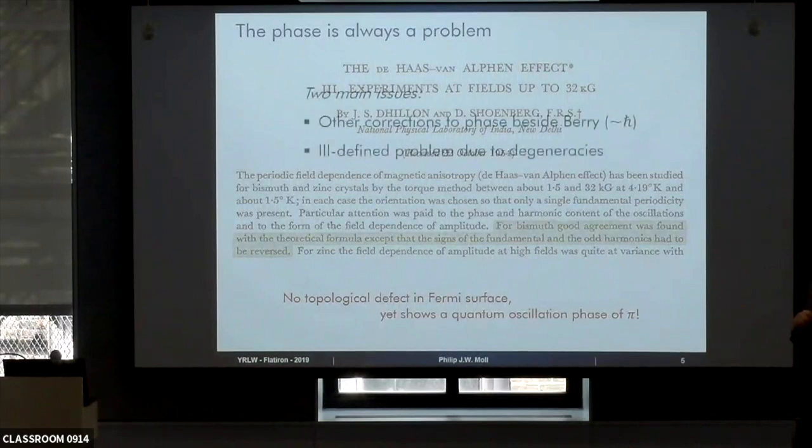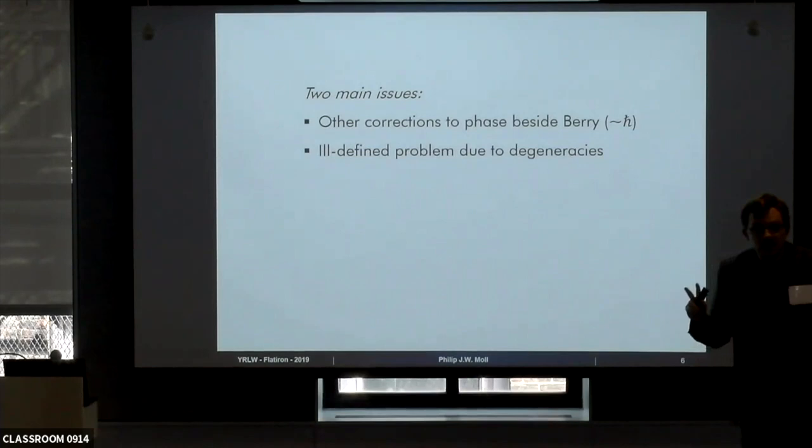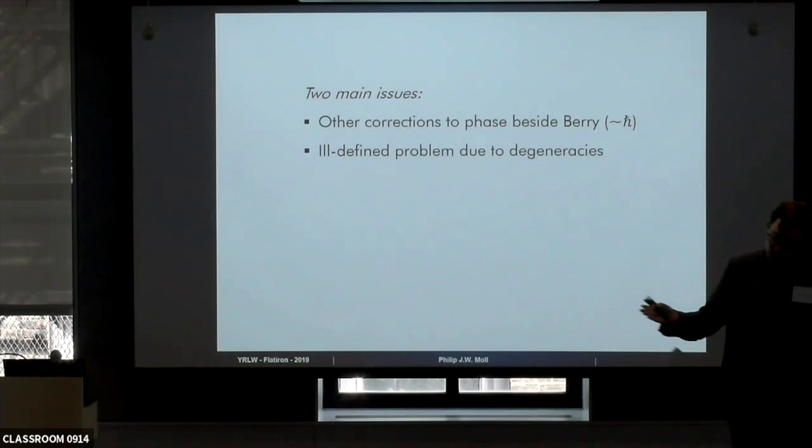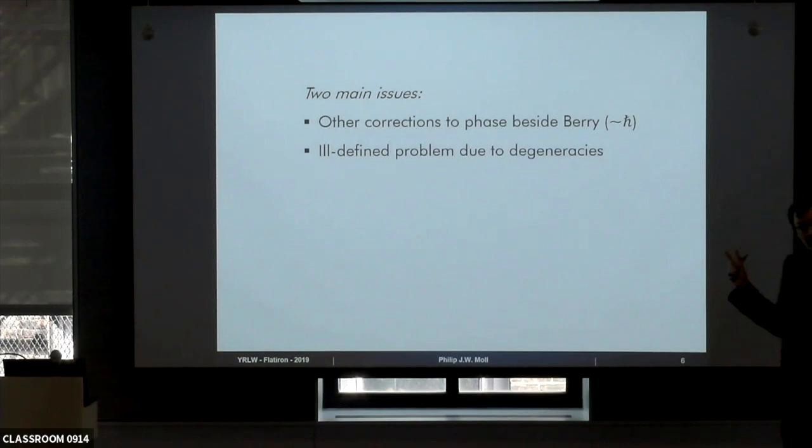So what are the main issues here? There are two things that we really need to keep in mind when discussing these things. The first one I already alluded to with the bismuth: there are more corrections to the phase than just Berry. If it was only Berry, it's nice that you just look at the difference and you're done. There are more. And the other one is that the degeneracies are really a problem.